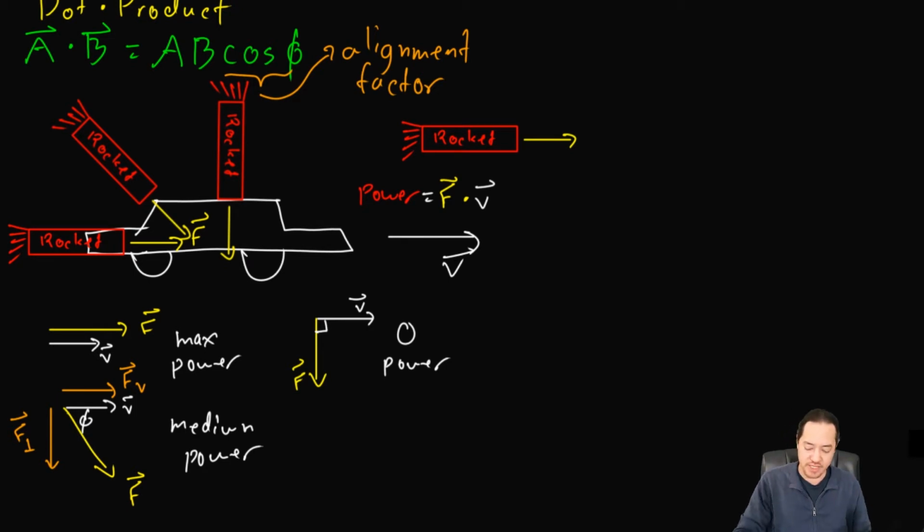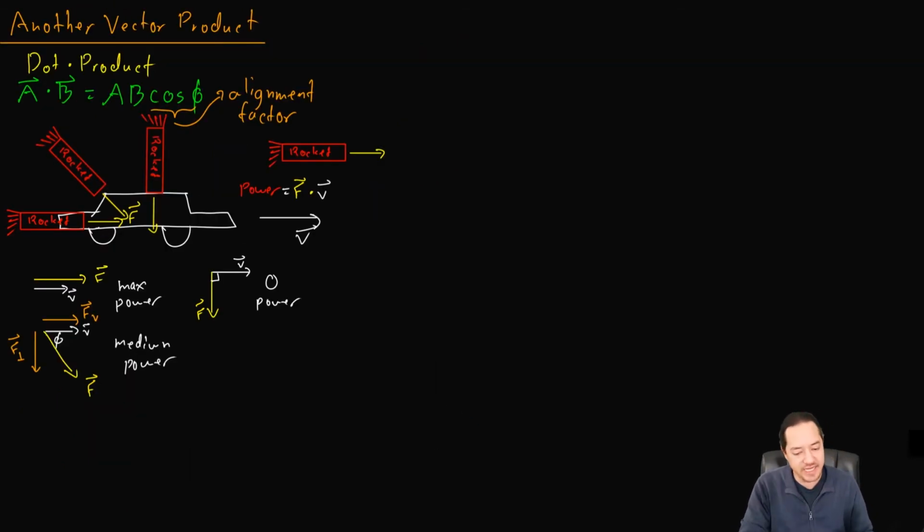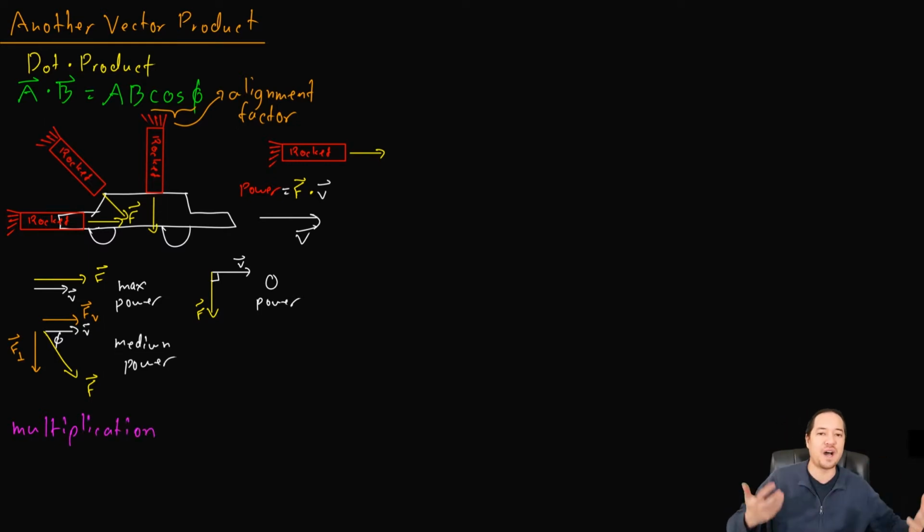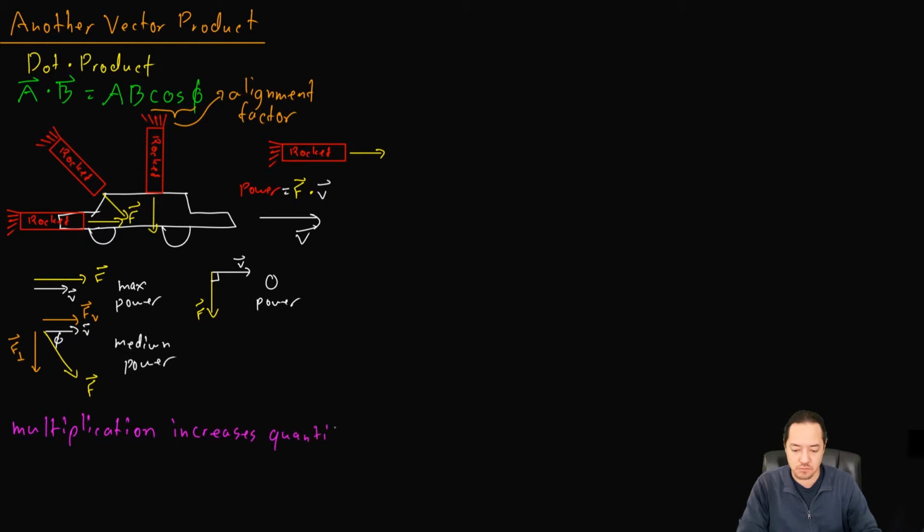Another way to think about this is in terms of what multiplication means. Multiplication is often used when we're talking about quantities of something. Like we have 5 apples, and now if you want to multiply that by 2, well, you're going to have 10 apples, right? You've increased the quantity of something. It increases quantity. This is one way we think about multiplication.